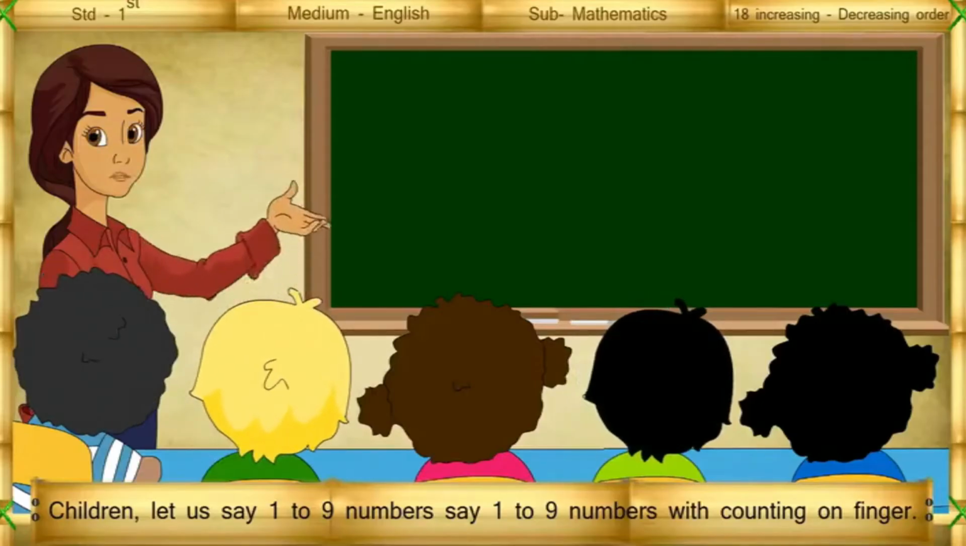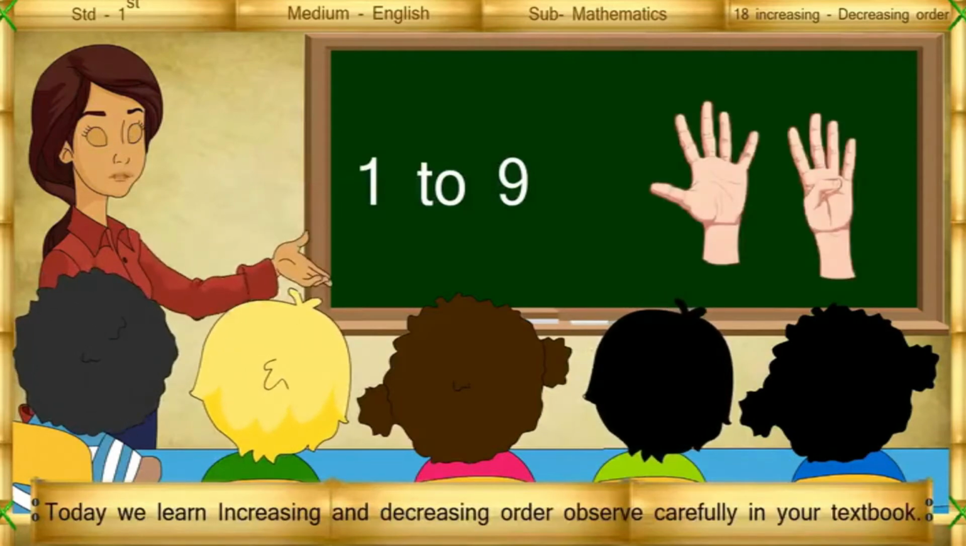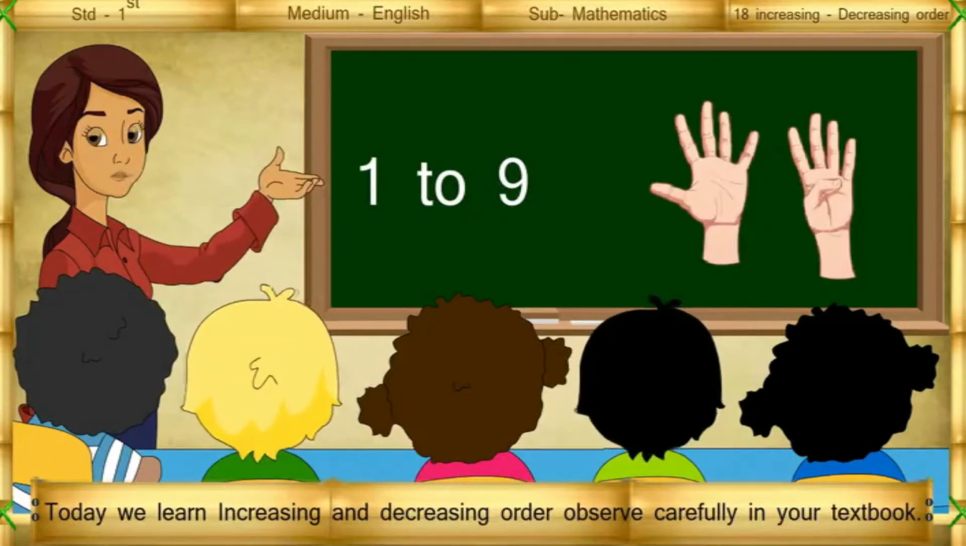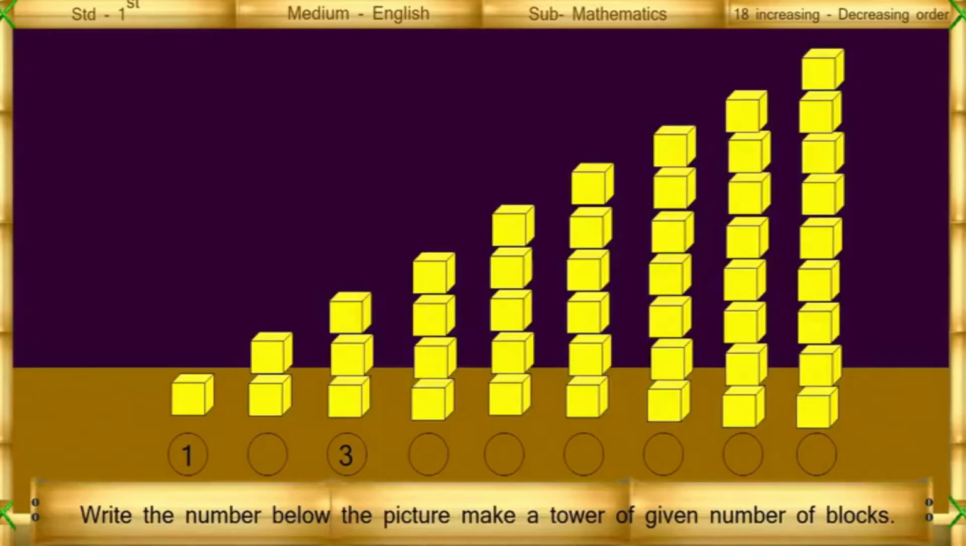Children, let us say 1 to 9 numbers with counting on fingers. Today, we learn increasing and decreasing order. Observe carefully in your textbook. Write a number below the picture. Make a tower of the given number of blocks.